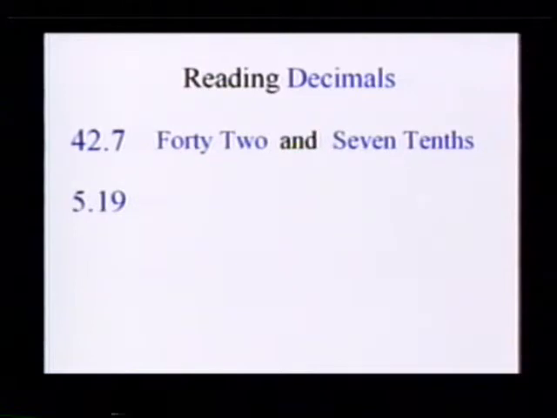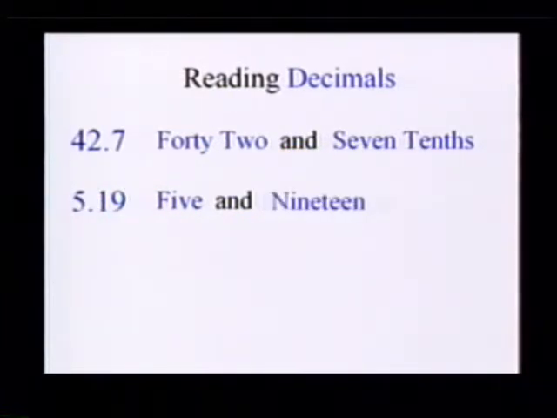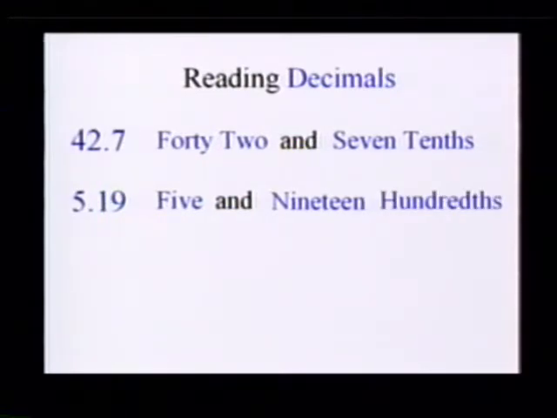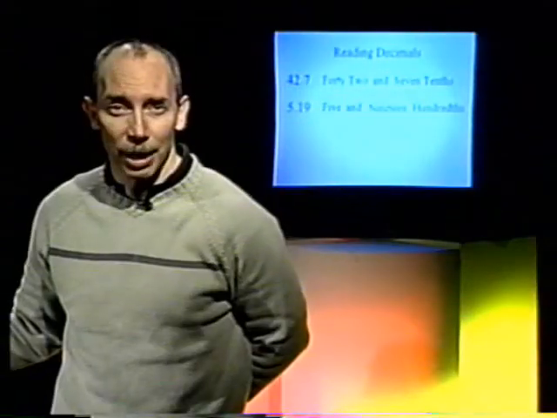Okay, how about this one? Write the whole number, 5. The decimal, you don't say "point," you say "and." Now we write this part, which is 19, but it's 19 what's. Don't ever write "what's," by the way. Okay, the last one is the hundredths digit, so it's 19 hundredths. So you always use the last one as the name of that digit.